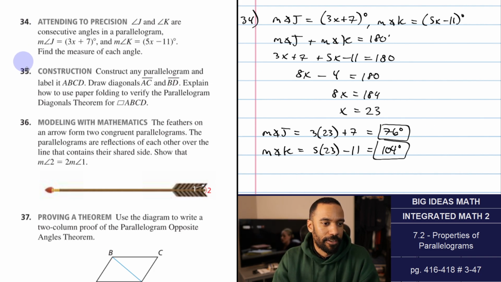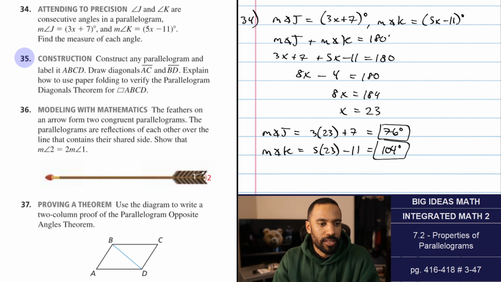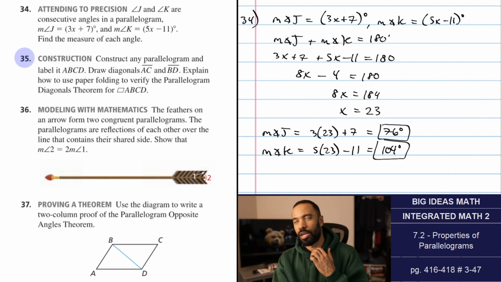Okay, number 35, construction. I didn't know we were going to do that. Construct any parallelogram and label it ABCD. Draw diagonals AC and BD. Explain how to use paper folding to verify the parallelogram diagonals theorem for ABCD.